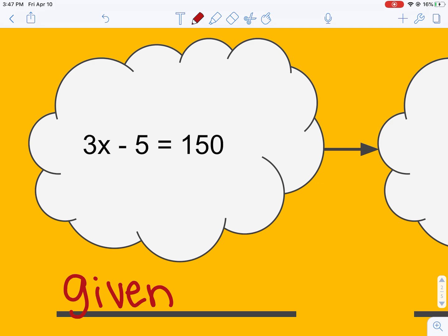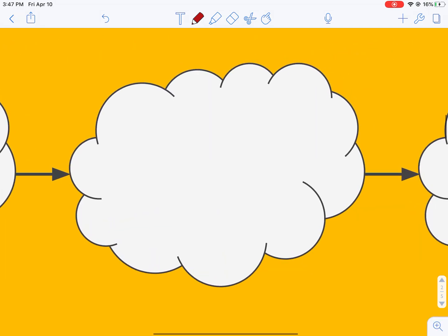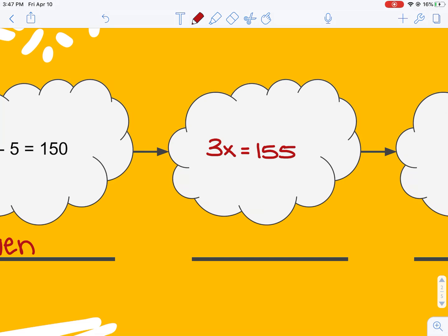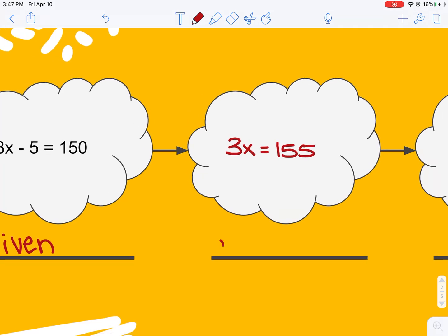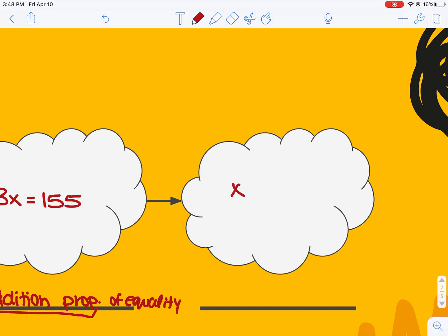My next step would be to add 5. So that will lead me to 3x equals 155. On the line below, I'm putting in what step I did. I added 5, so that is the addition property of equality. Or you can put just addition prop or addition PE. And then I need to divide by 3, and I get a funky decimal. So I'm ending with x equals 51 and 2/3.